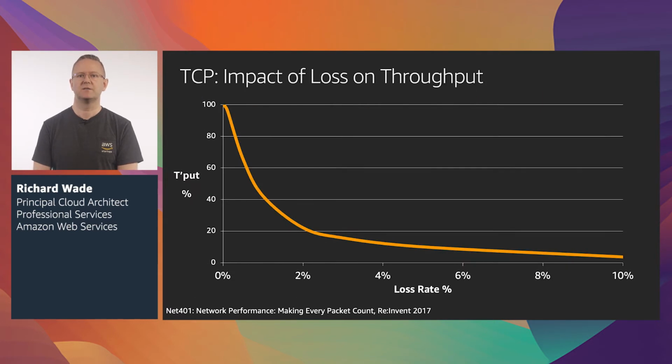In fact, this graph was presented in a network performance session at re:Invent 2017, where data was collected to show how quickly the throughput of a TCP connection drops as the percentage of packet loss increases. You can see that at 0% loss, we are achieving 100% of the possible throughput. But at just 1% packet loss, we are at 50%. At 2%, we're at 20% performance, and so on.